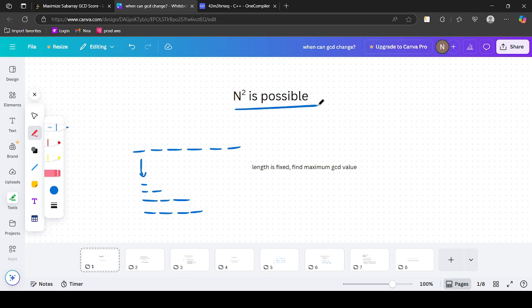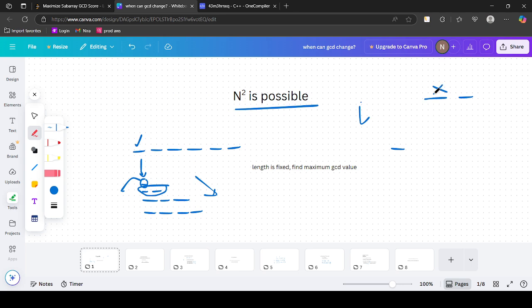So what we can do, for every starting i, we can traverse all the subarrays and try to find the answer, because the length is fixed, right? For example, we are at the first index, starting from the 0th index. For this, the length is 1, so we have to find the maximum GCD possible for this one. And similarly, we go for this one as well. The length is 2, fixed, but we want the maximum GCD value. Similarly for all.